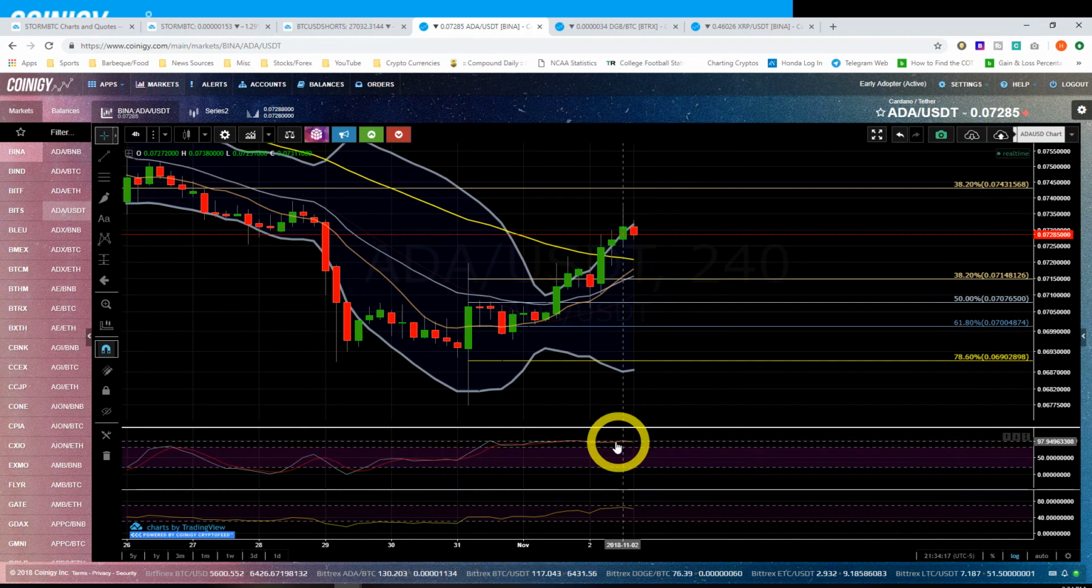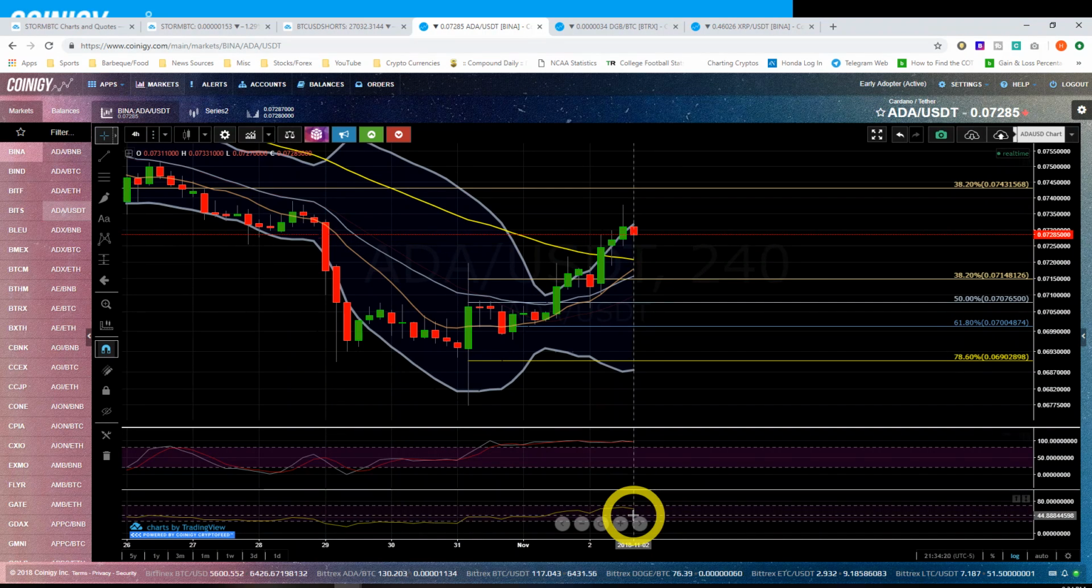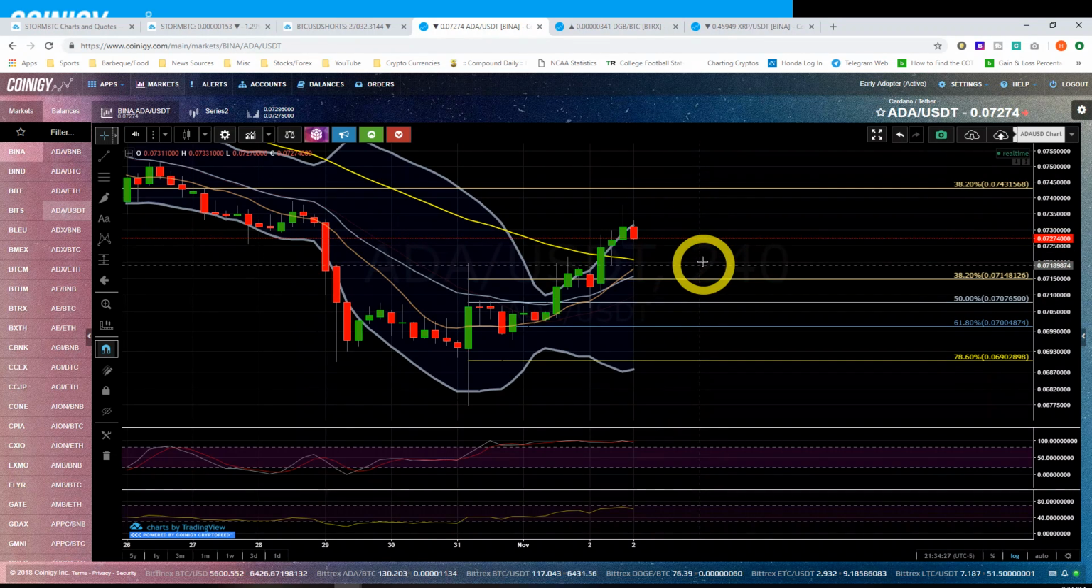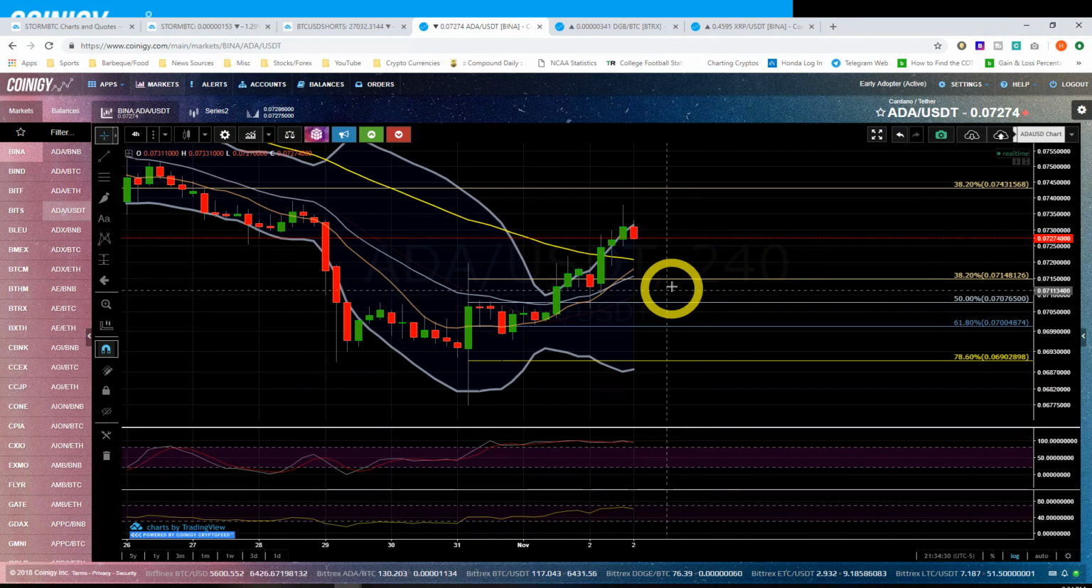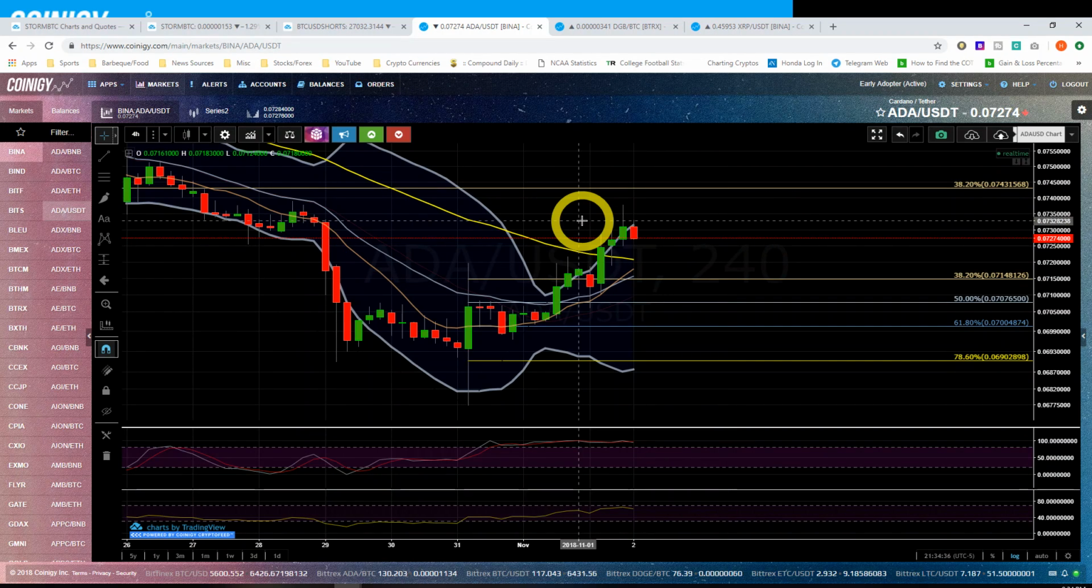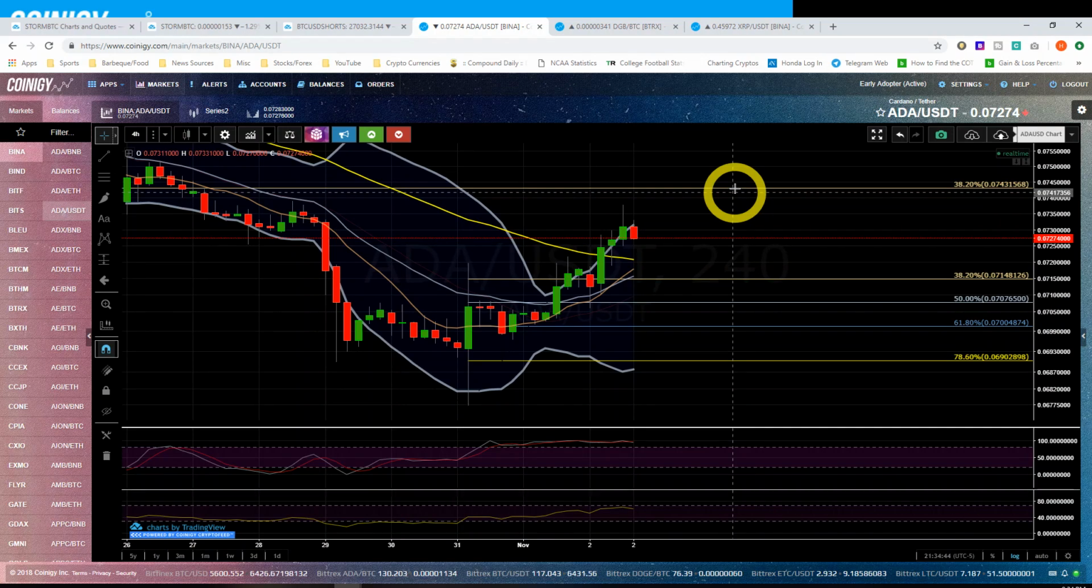Your stock RSI is way high. RSI is way at the top. So just wait for a pullback. ADA, I would wait for a pullback on that one. Maybe back in this area. I wouldn't be chasing. Wouldn't be chasing at all. Pick your spots.